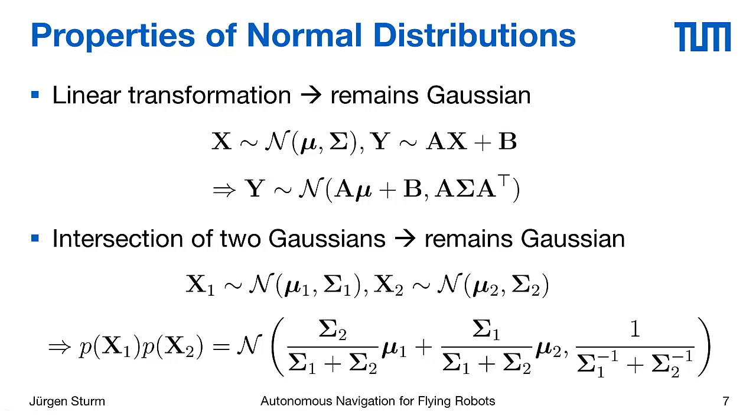And then we can also compute a new covariance, essentially by adding the inverse of the individual covariances and taking then again the inverse of that. And this generally means that the uncertainty shrinks, so the covariance shrinks, which means that if you combine two Gaussians, then the result will be narrower and more certain than the original covariances.